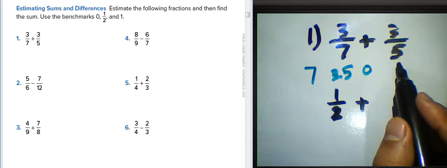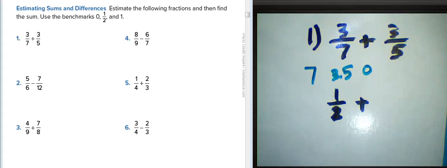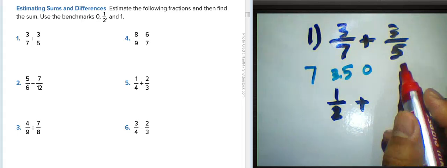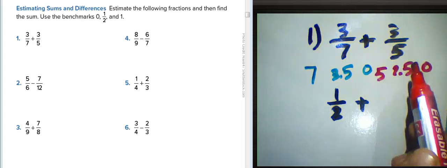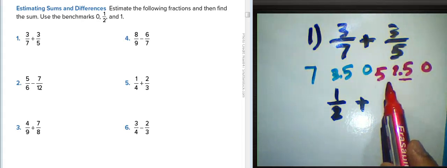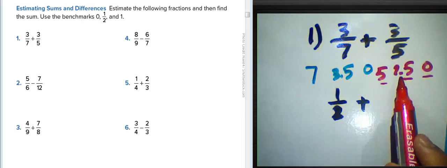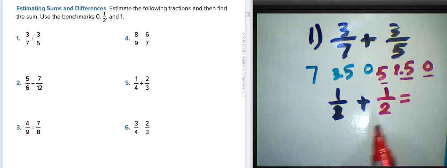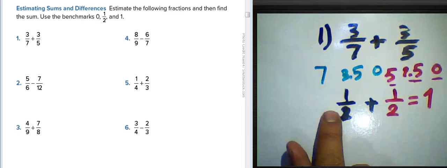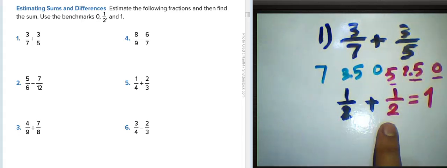Okay, and 3 over 5. Ask yourself, what is half of 5? It will be 2.5. And we can write 0 here and 5. Ask yourself, is 3 nearest to 2.5 or 0? 3 is nearest to 2.5. So it will be nearest to 1 half. Then the result will be 1 by using estimation. Again, 3 over 7 is nearest to 1 half, and 3 over 5 is nearest to 1 half. Then half plus half equals 1.